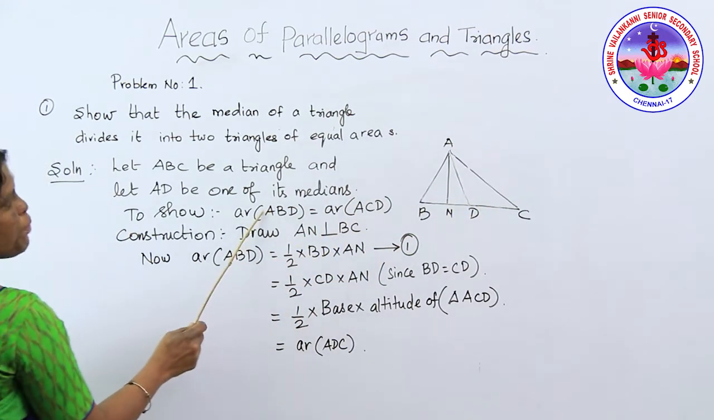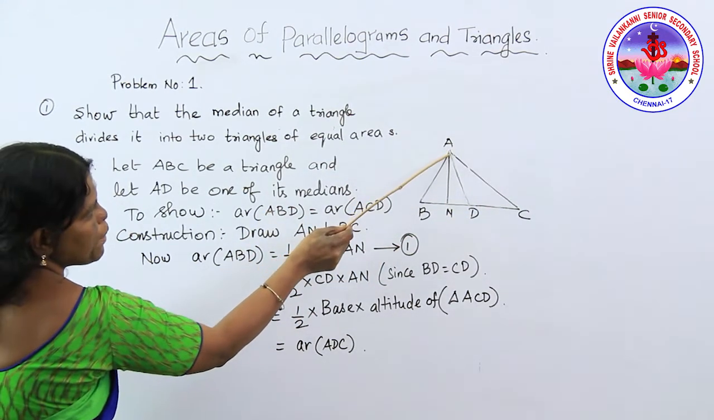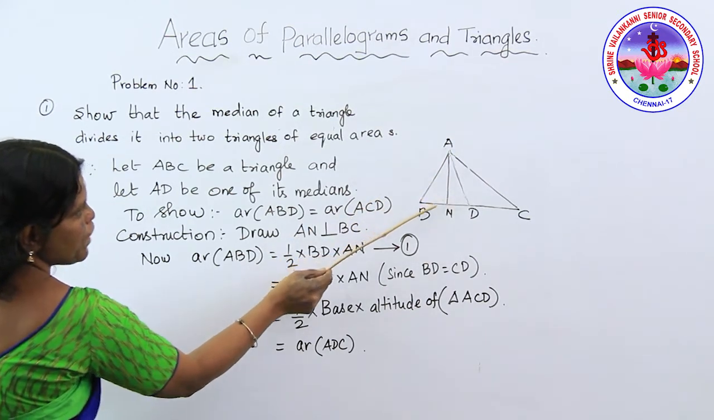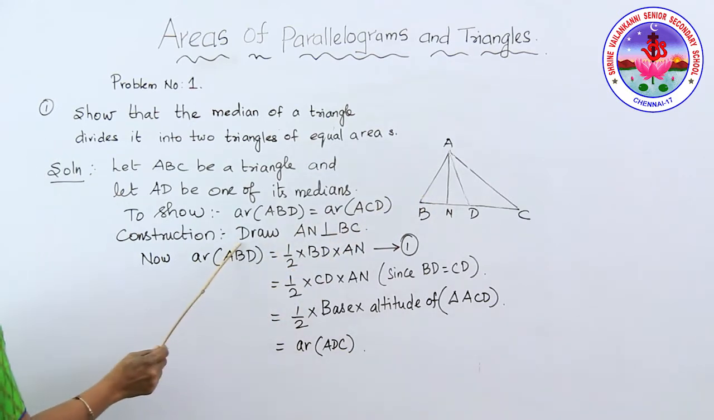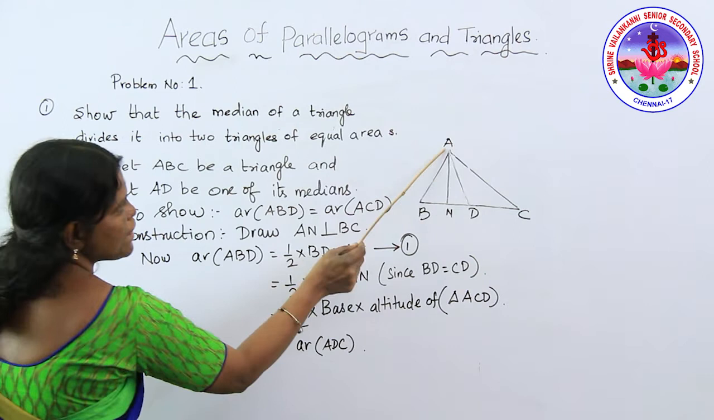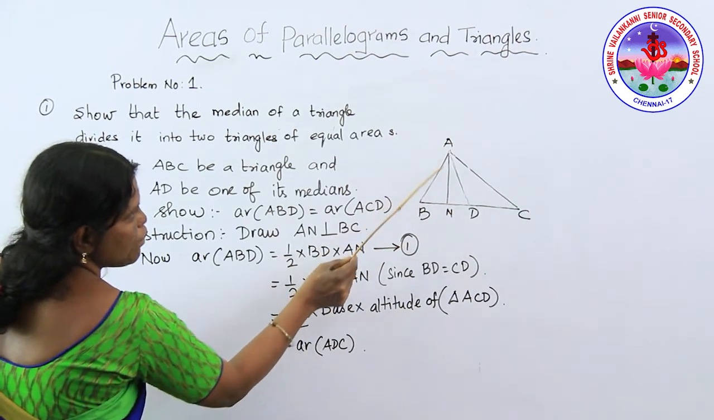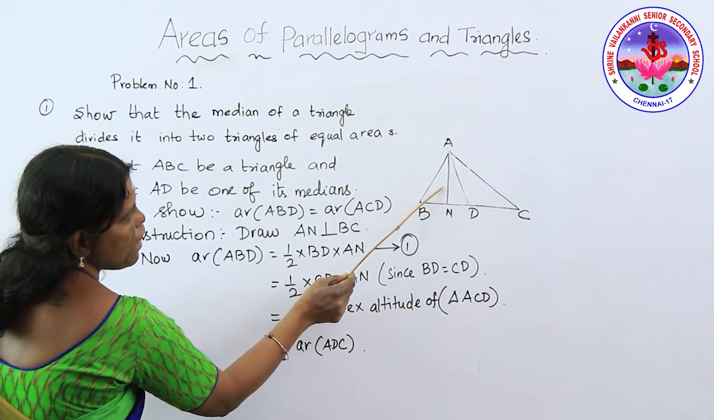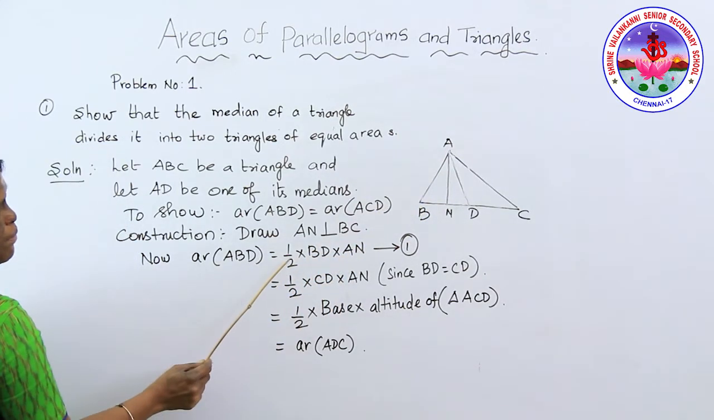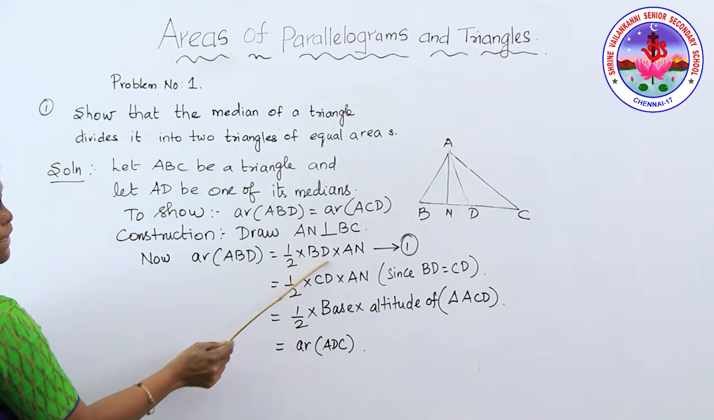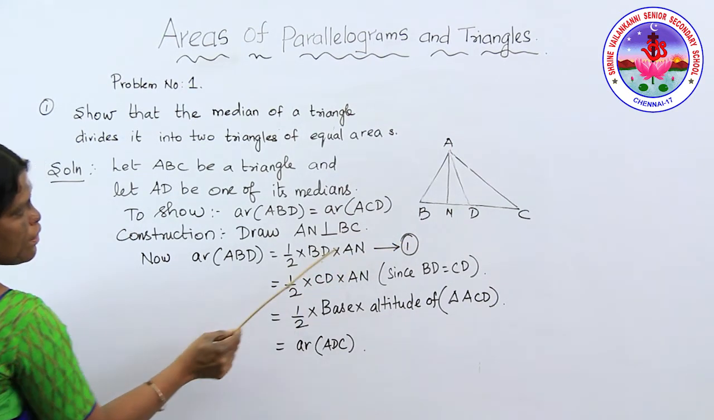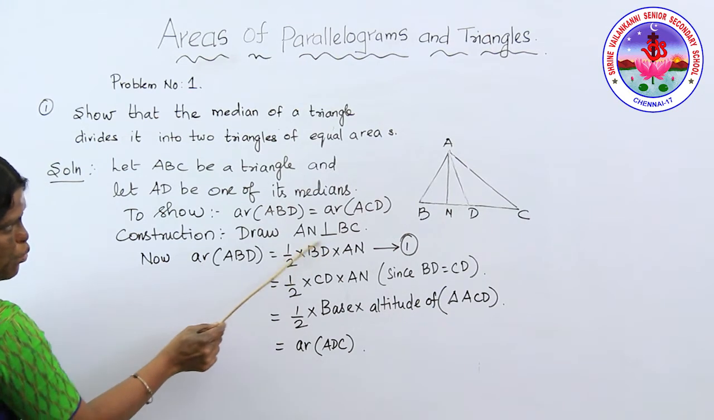Now in order to prove this, I need a perpendicular line, that is my altitude. So I have drawn AN as an altitude construction. AN is perpendicular to BC. Now if we consider this triangle ABD, the area of this triangle will be half into base into height. So I am writing area of ABD is half into base BD into height AN, calling this equation 1. Now I am going to make a change over here.